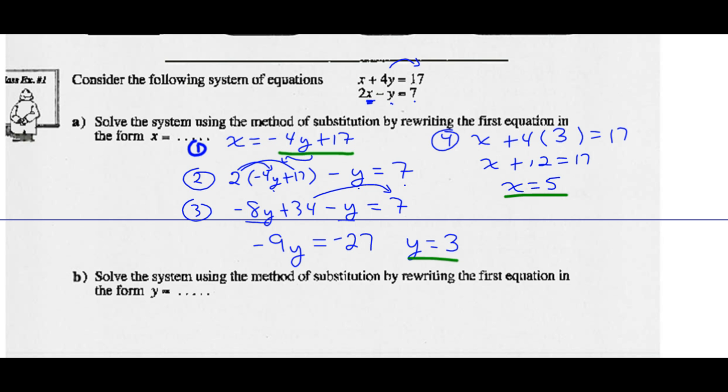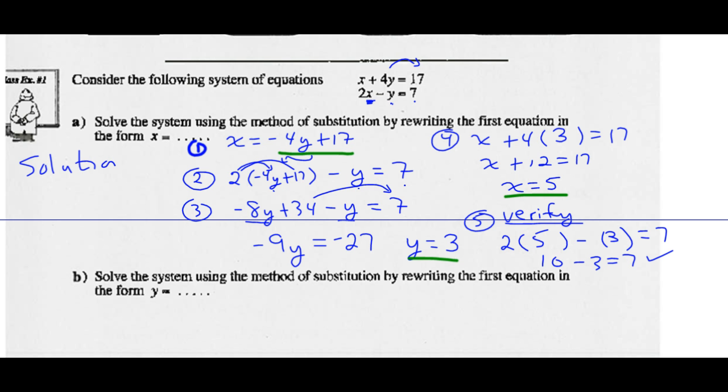Now, they didn't put a step 5 in here, but a step 5 is not a bad idea. A step 5 is to verify or check. Verify in the equation we didn't use in step 4. So the equation we don't have in step 4 is 2 times x minus y should equal 7. So we're told x is 5, and we solved y is 3. 10 minus 3 should equal 7. Checks out. So my solution should be x is 5, y is 3. Or you could write it as an ordered pair, 5, 3.